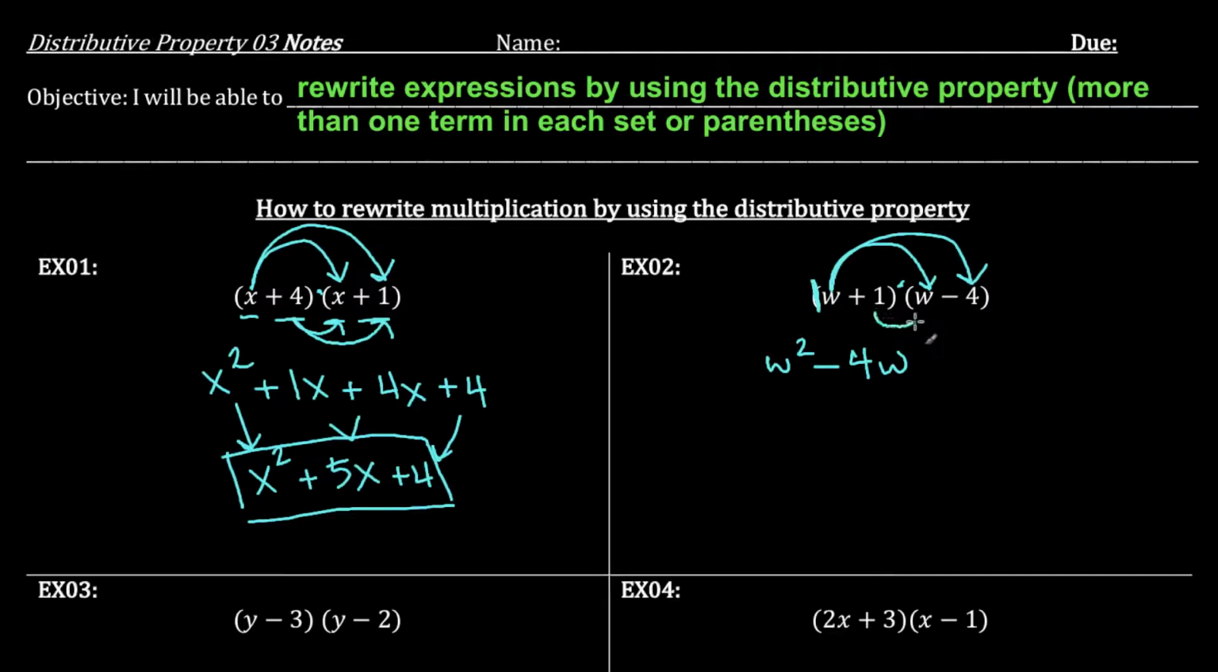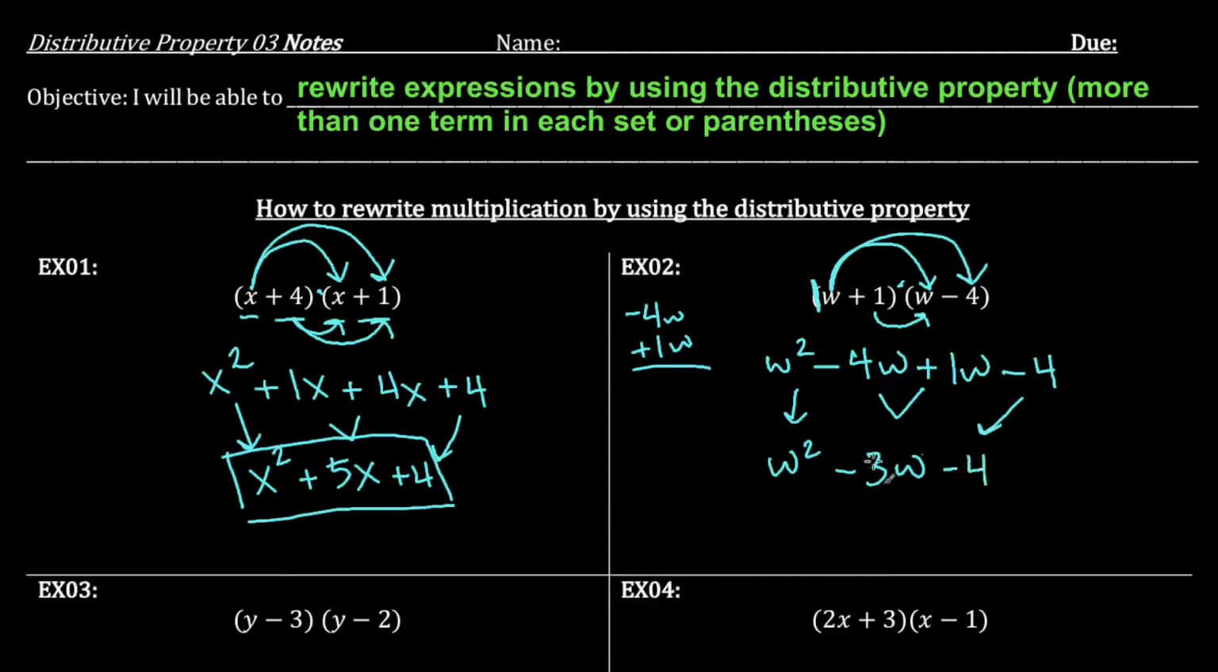And in this one, we have a positive times a positive, which is a positive. 1 times w is 1w. Positive times a negative is a negative. 1 times 4 is 4. Remember, the w squared just comes down because there's no more w squareds. So negative 4w plus 1w. Remember, if we think about how they cancel out, we have 3 left over and they're negative. So minus 3w. And then no more constants, so minus 4.